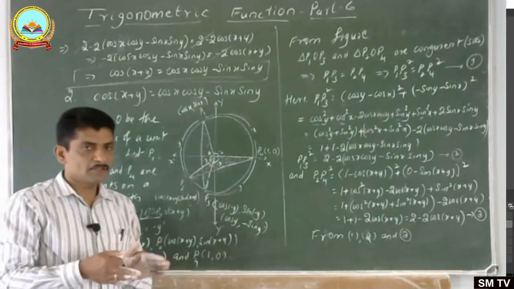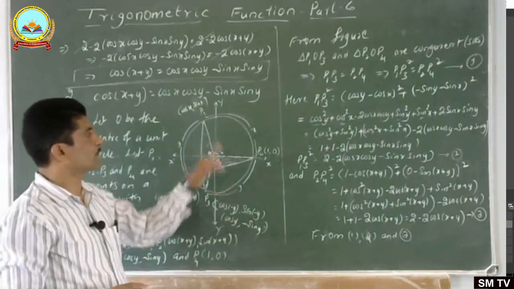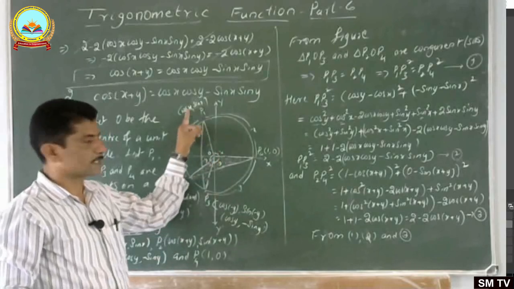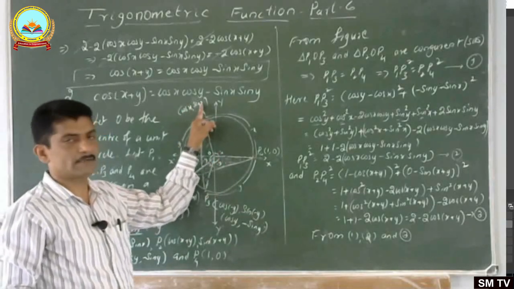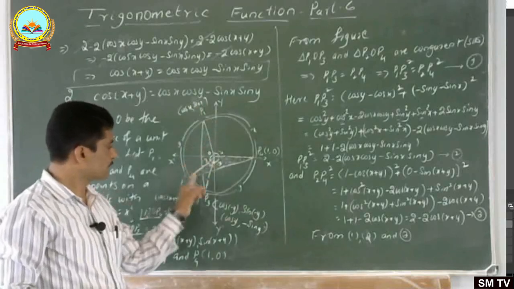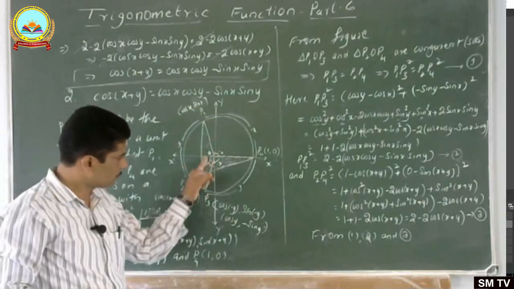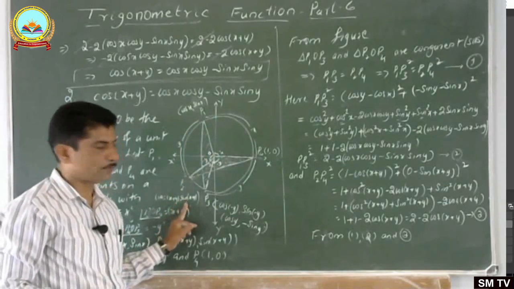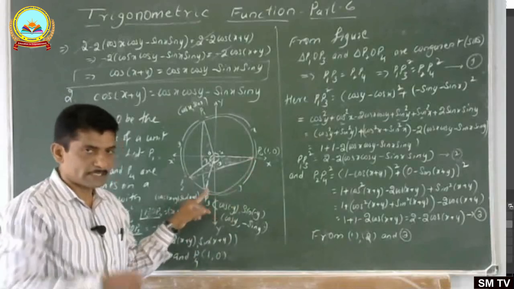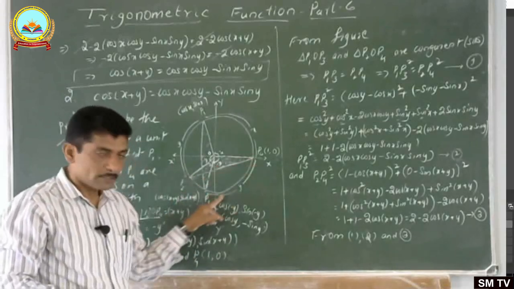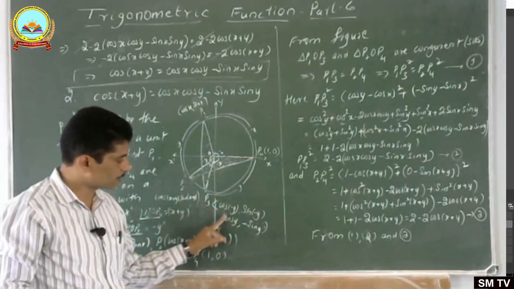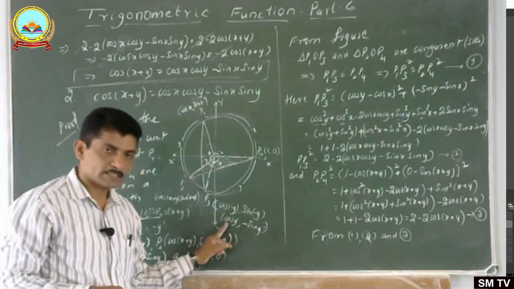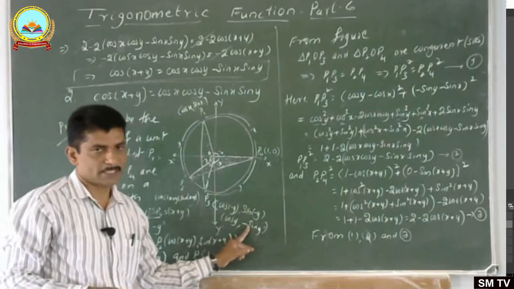Then the definition of trigonometric functions. Here the x coordinate is cos x, y coordinate is sin x. Here for x plus y, because the arc length is x plus y, the coordinate is cos of x plus y comma sin of x plus y. Arc length is minus y radian. Using clockwise direction, this coordinate is cos of minus y comma sin of minus y. But you know that cos of minus y means cos y and sin of minus y means minus sin y.